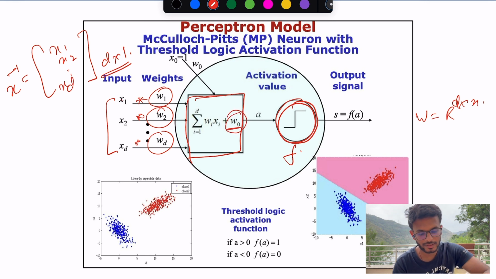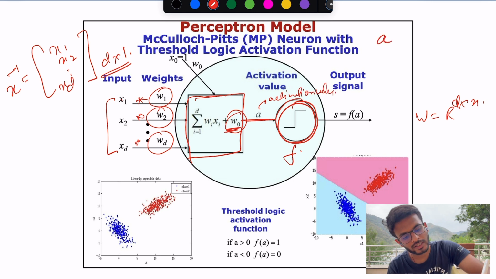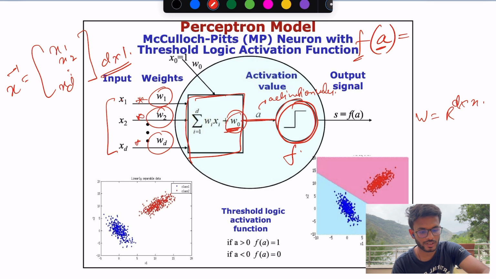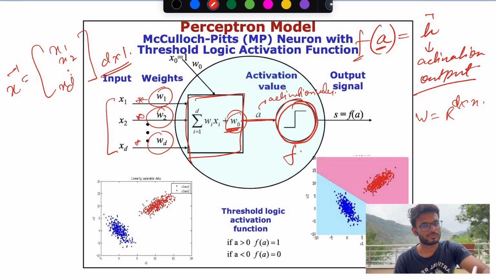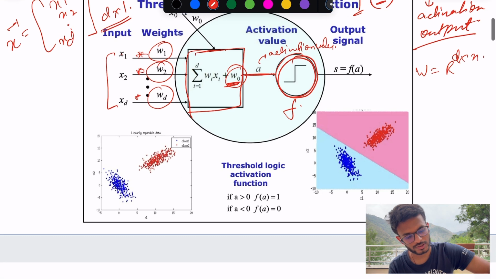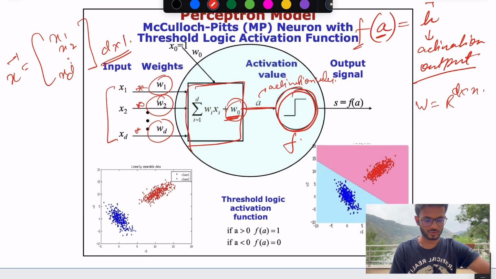So it multiplies them, sums them up, and adds a bias, and whatever value comes out, we call it a. This is your activation value. On the activation value a, we apply a function f. This f is your activation function, a is your activation value, and you get an output h. This is called the activation output. So basic stuff. This is how MP neurons work.